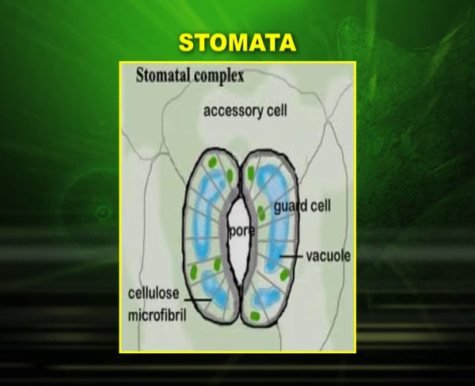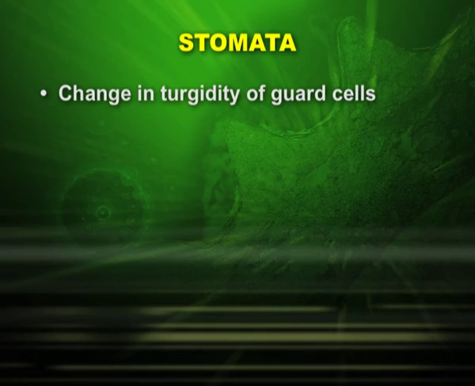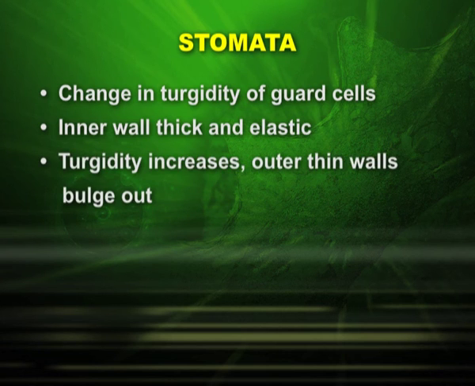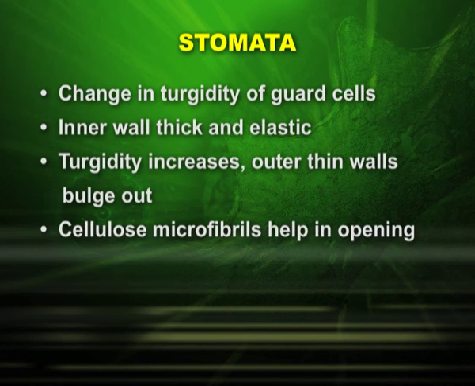In the stomata, you can see the two guard cells. Look into the picture and we see the microfibrils which help in the opening and closing of stomata. The opening and closing of stomata is due to change in turgidity of guard cells. A very important thing that we can observe in the stomata is the inner wall thick and elastic, and the outer wall thin. When the turgidity increases, the outer thin walls bulge out, and the cellulose microfibrils help in the opening of stomata.